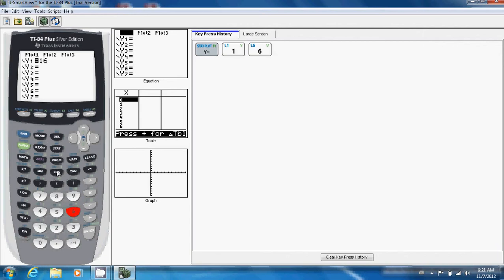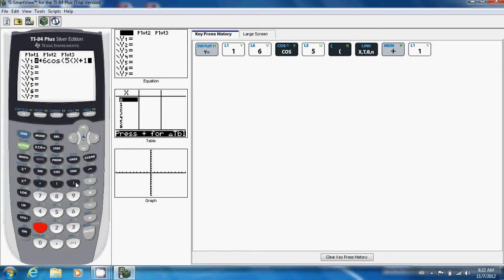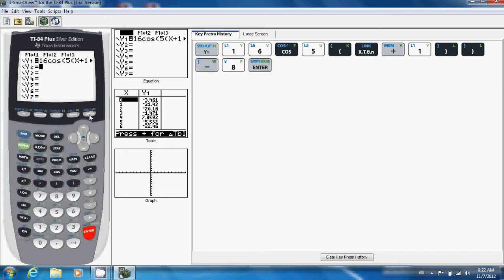So it's going to be 16 times the cosine of 5x plus 1. If you're typing this in, you've got to watch the double brackets here, hey? Like so. And then minus 8. All right? So we'll graph that.